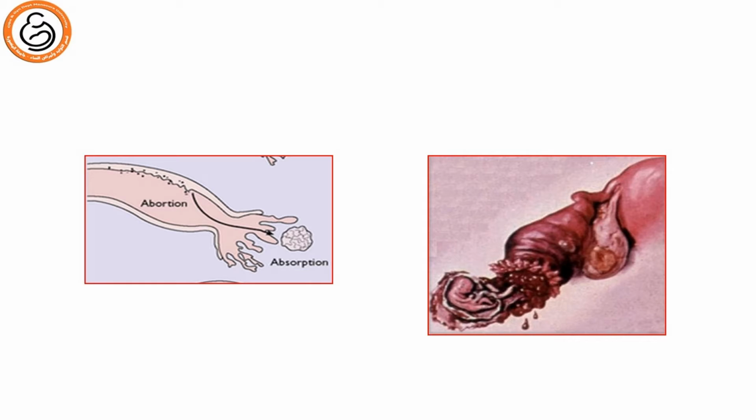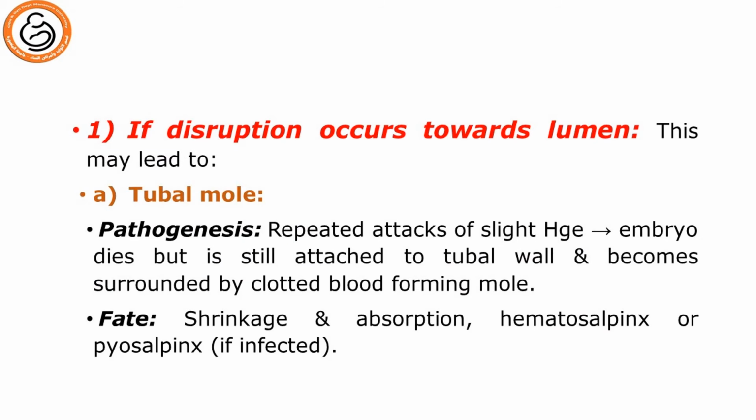This photo shows what's called tubal abortion, where the disruption occurs towards the lumen and the product of conception is expelled from the ostium of the tube towards the peritoneal cavity with bleeding but without rupture of the wall of the tube. So if disruption occurs towards the lumen, this will lead to either tubal mole, where there are repeated attacks of slight hemorrhage, the embryo will die but stay attached to the tubal wall and become surrounded by clotted blood, forming a bloody mole. The fate is either shrinkage and absorption, or forming hematosalpinx or pyosalpinx if infection is superadded.